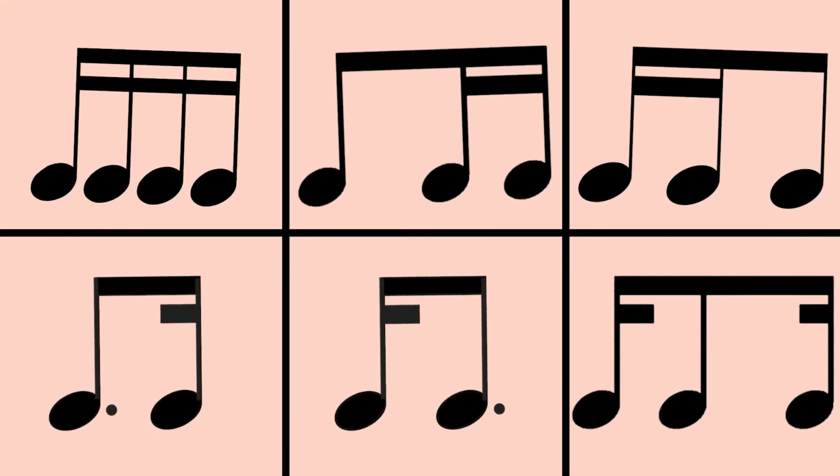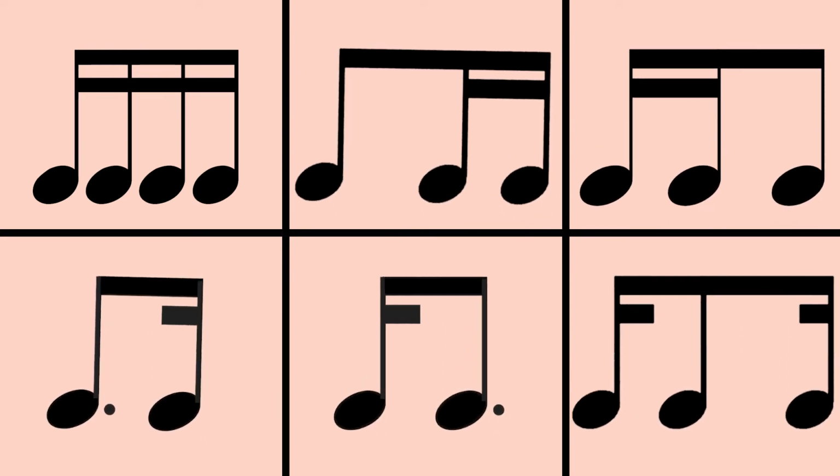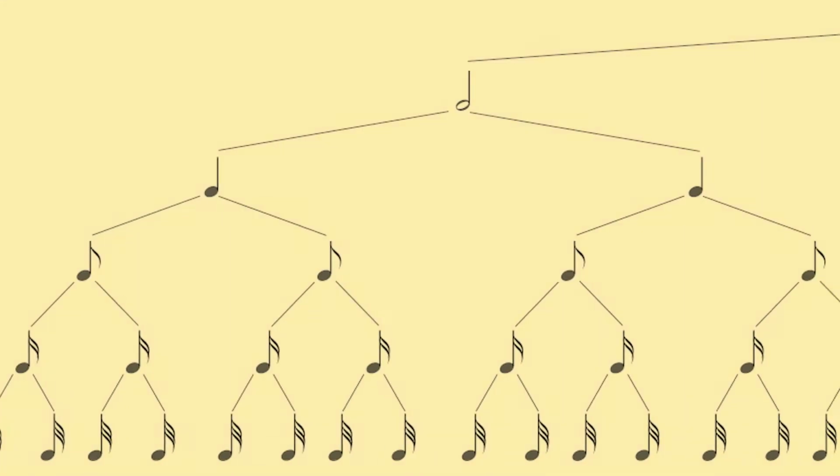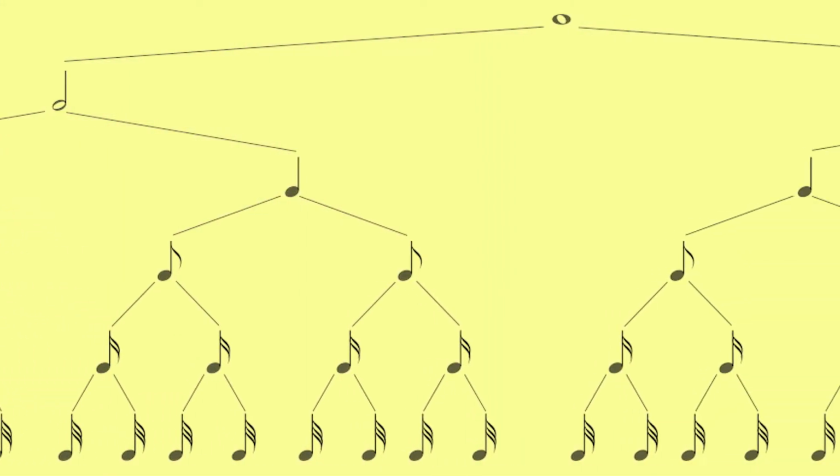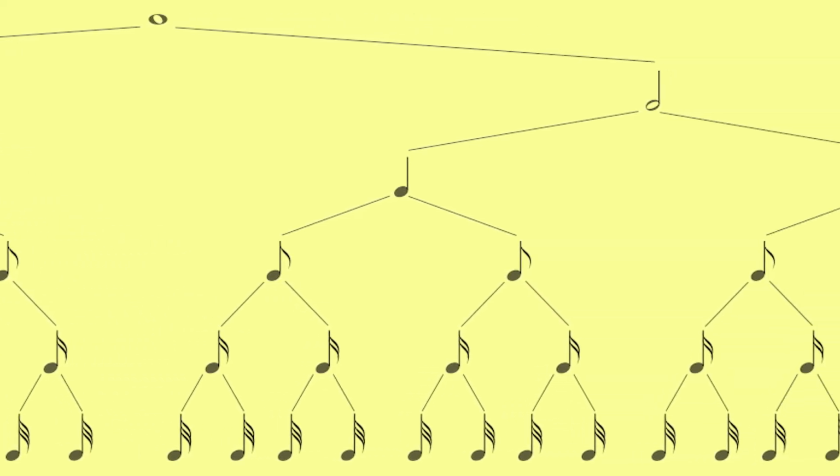The following are the 6 most common combinations of 8th and 16th notes grouped in a quarter note value that we are going to practice today. Before we begin, bear in mind how notes are further divided into small units. A quarter note divides into 2 8th notes and 2 8th notes into 4 16th notes.